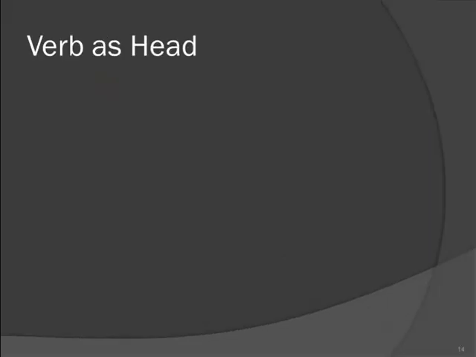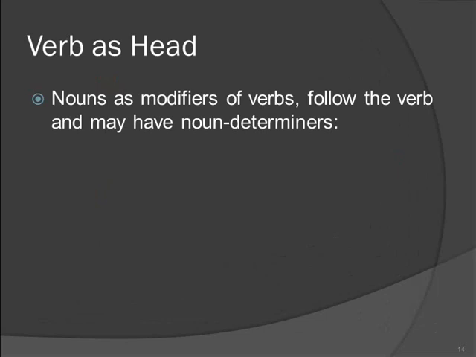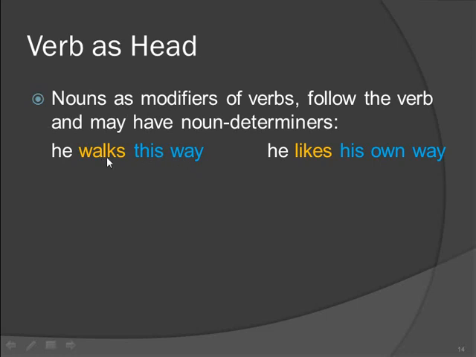Okay, still verb as head, and now noun can be the modifier of verb. Sekarang kalau tadi yang adverb yang menjadi modifiernya verb, sekarang noun yang menjadi modifiernya verb. Just like this one: he walks this way. So we have noun after verb. Usually noun after verb can be analyzed as the object.